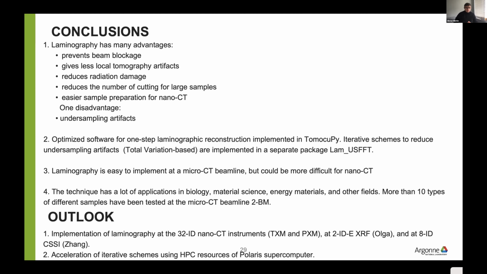In our outlook, we want to implement laminography at the 32-ID nano-CT instruments, for the TXM and PXM that we are going to have after the APS upgrade. We're also working with Olga on implementing XRF laminography at 2-ID-E. And there's also joint work with the 8-ID beamline, where we do coherent surface scattering imaging. I believe that laminography will become very popular after the APS upgrade.